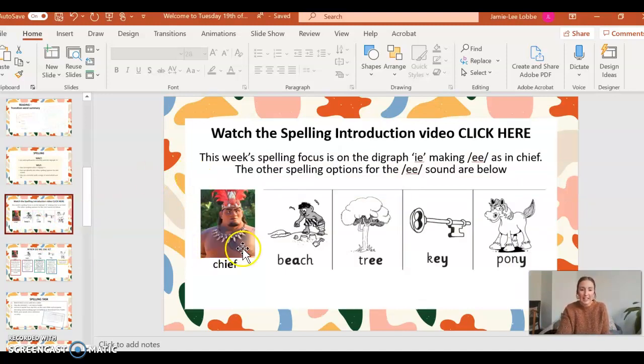So we have IE as in chief. We often use a noun to help us remember the spelling choices. So IE as in chief. Here's the chief from Moana. We've got EA as in beach. That is the most common spelling choice for the E sound in words, okay? Our EE as in tree, EY as in key, and Y as in pony. There's also just the E graph. Today we're focusing on the digraphs.